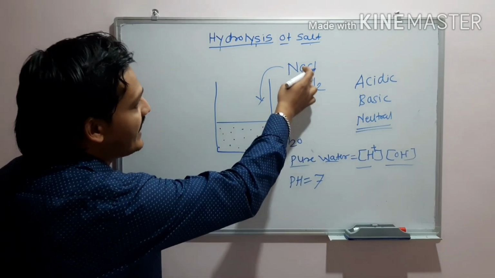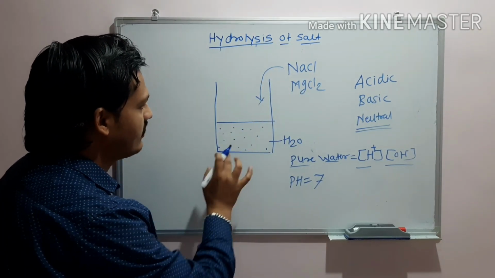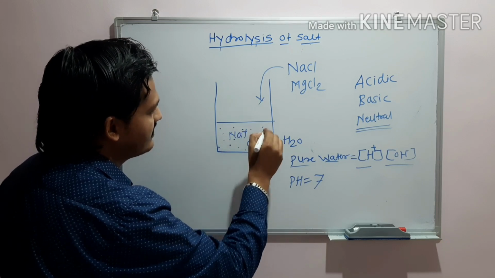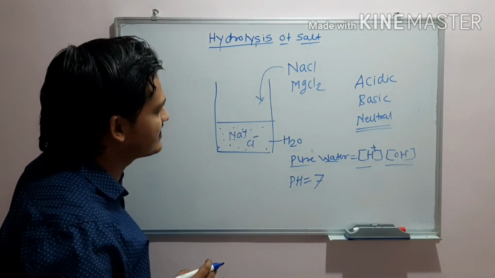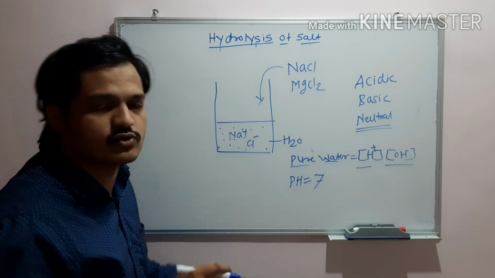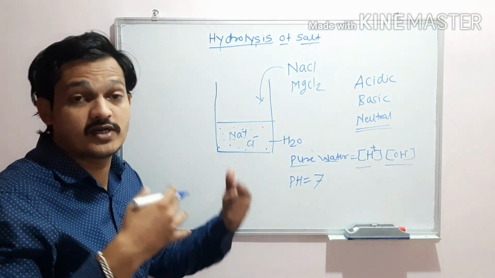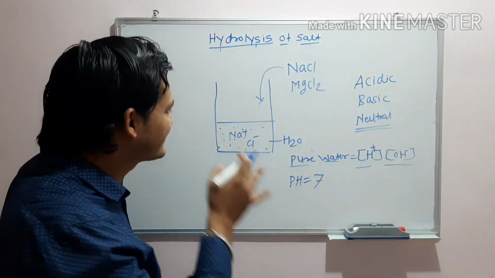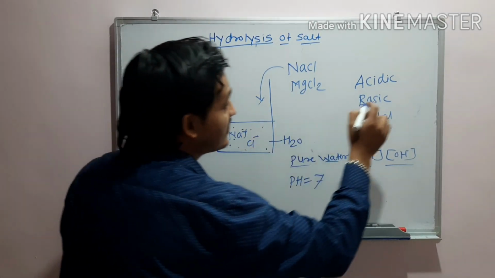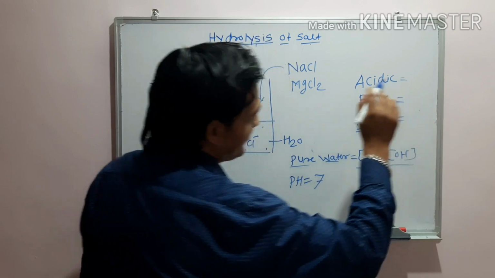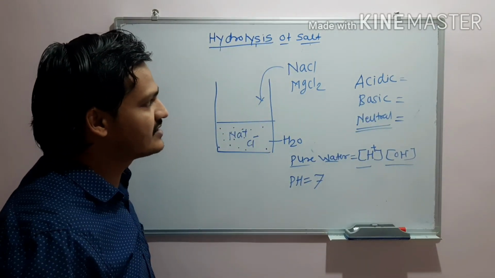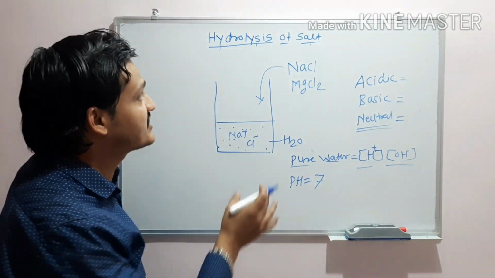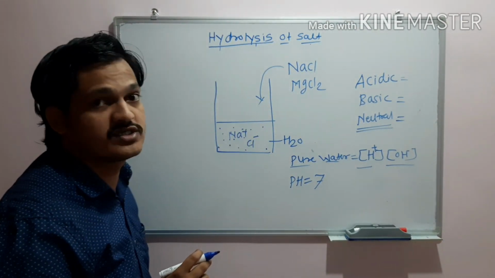Then if I add any salt to this beaker, Na plus and Cl minus ions, or Mg and Cl2 minus ions are added. Will the pH remain the same? The pH will definitely change. So the solution turns acidic, basic or neutral. So that is why the concept of hydrolysis originated.